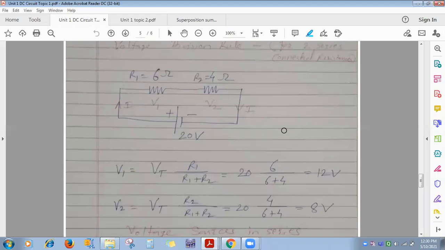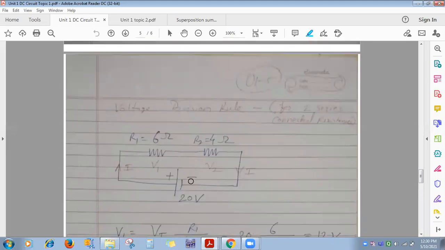You can use Ohm's law. See, V is equal to IR, no? R1 plus R2: 6 and 4 are in series, so the total will be 10 ohm. 20 volt divided by 10 ohm, so how much? 2 ampere. 2 ampere current will flow.